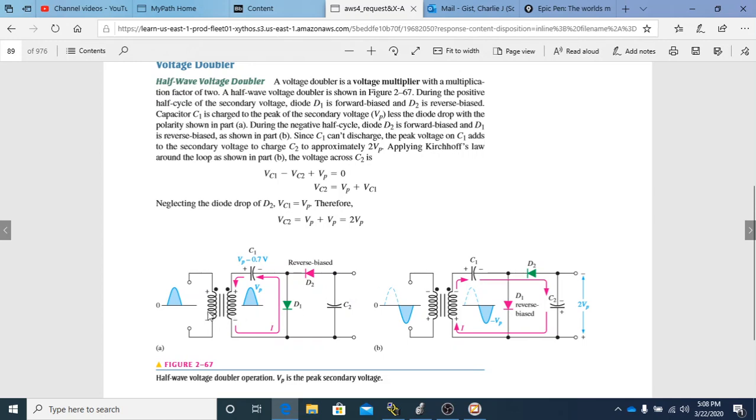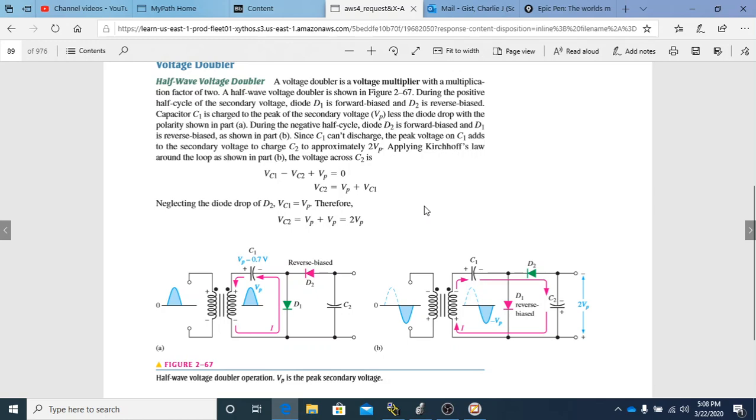But I want you to be able to identify if it is a half-wave voltage doubler, a full-wave voltage doubler, a voltage tripler, or a voltage quadrupler. So that's the main thing I want you to see. But in this one right here, the half-wave voltage doubler, we're going to look at exactly what's going on in here. So we're going to start right here.